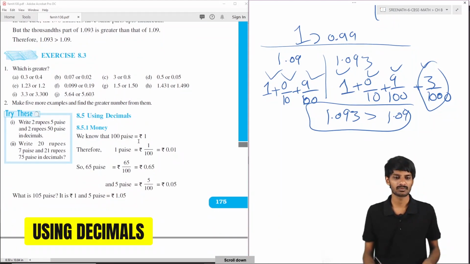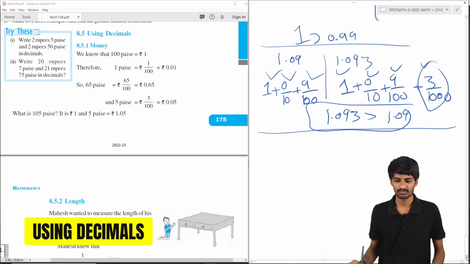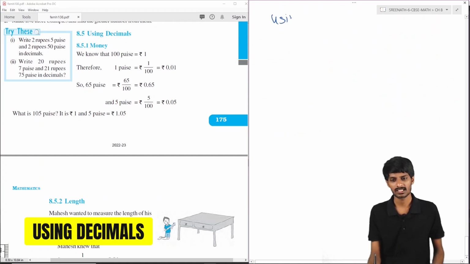Next thing is using decimals. In our daily life we use decimals. Where and where do we use decimals?